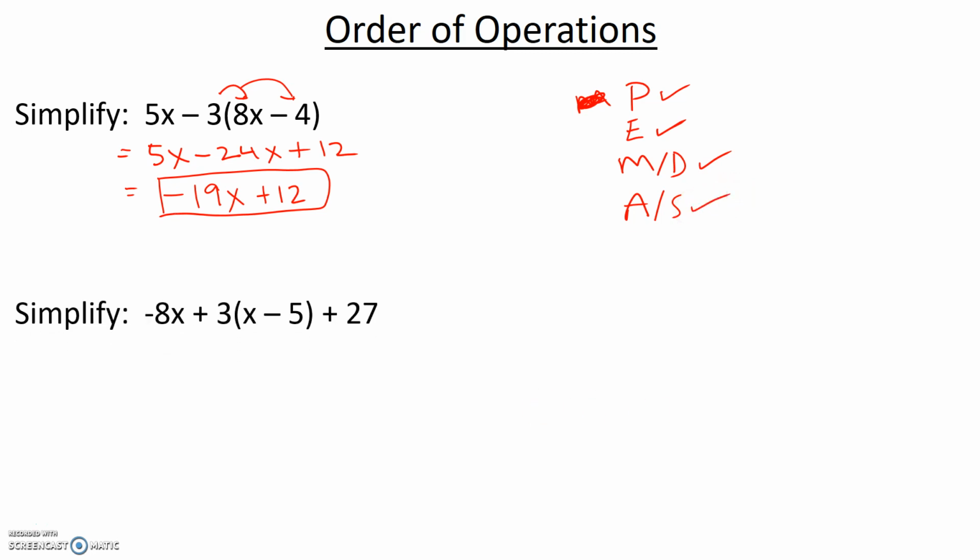Okay, next example. We have negative 8x plus 3 times the quantity x minus 5 plus 27. Parentheses: the x minus 5 cannot be simplified any further because they are not like terms. We have no exponents. We do have multiplication. The 3 is being multiplied to the quantity x minus 5. So we have negative 8x, 3 times x is 3x, 3 times negative 5 is negative 15, plus 27.